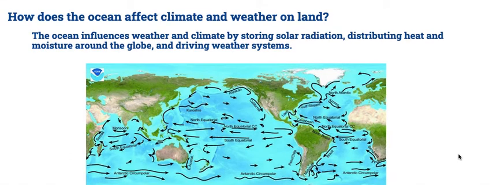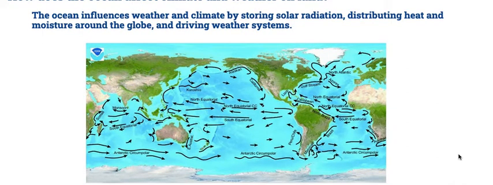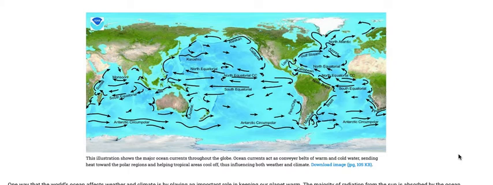How does the ocean affect climate and weather on land? The ocean influences weather and climate by storing solar radiation, distributing heat and moisture around the globe, and driving weather systems. You can see in this picture, it shows the major ocean currents throughout the globe.